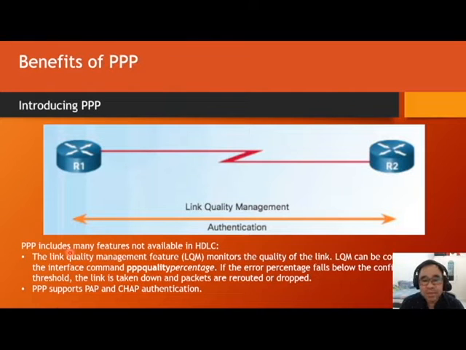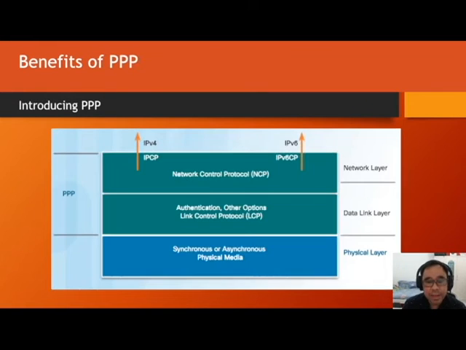PPP includes many features not available in HDLC. The Link Quality Management feature, or LQM, monitors the quality of the link. LQM can be configured with the interface command ppp quality percentage. If the link quality falls below the configured threshold, the link is taken down and packets are rerouted or dropped. PPP supports PAP and CHAP authentication. I think we will do that later. Network protocol.